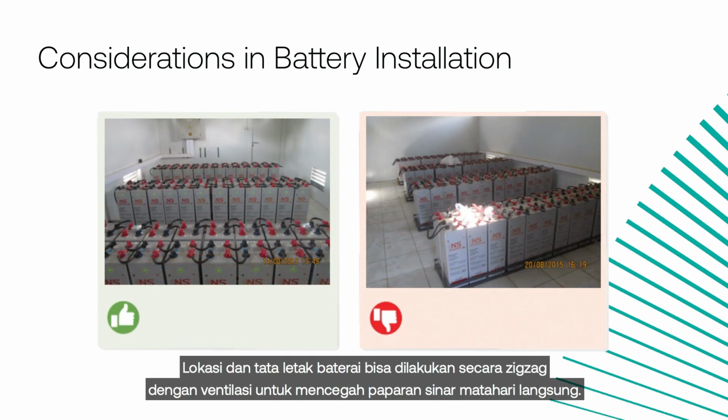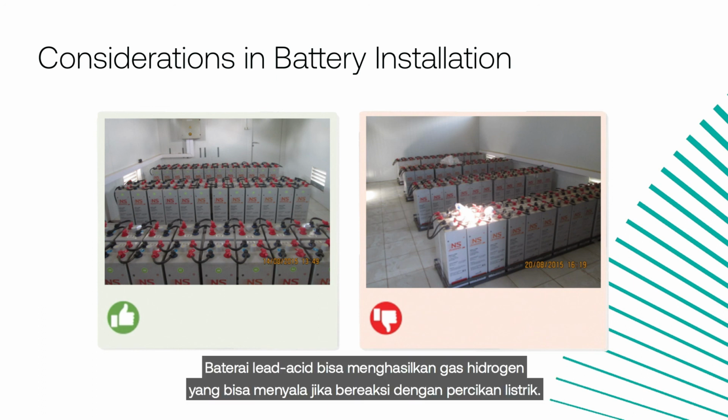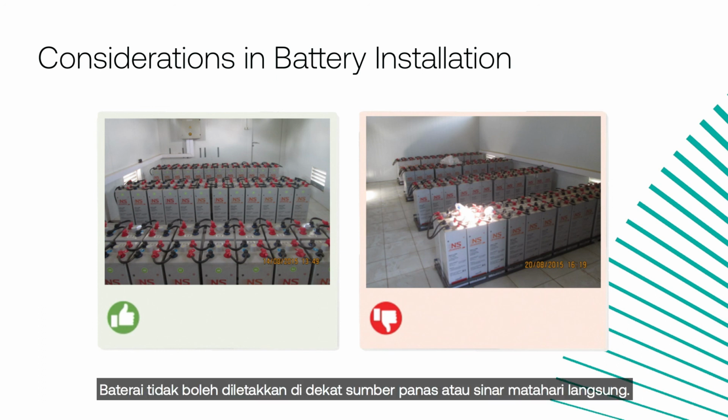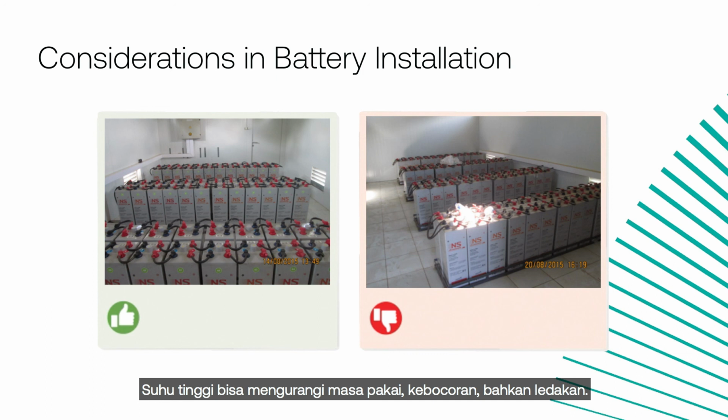The location and layout of the battery can be done in a zigzag manner with ventilation to prevent direct sun exposure. The battery compartment must have adequate ventilation to prevent high concentration of hydrogen gas in the room during charging. Lead-acid batteries can produce hydrogen gas which can be ignited due to electric arcs or sparks. The battery should not be placed near a heat source or in direct sunlight. High temperatures can cause reduced service life, leakage, and even explosion.